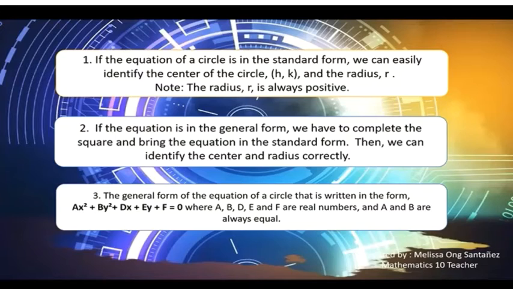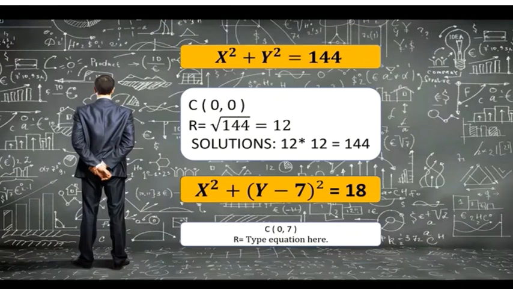So it's going to be complicated. Now, if I give you an equation, I would like you to find the center and the radius. Based on the given x squared plus y squared equal to 144, obviously our center, the coordinates, are 0, 0.